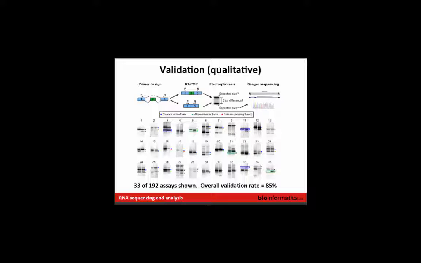And you could cut these things out of a gel and you could sequence them, and then you can compare the sequence that you get from, say, RT-PCR and Sanger sequencing back to what the RNA-seq predicted. And the predictions are very good. So basically like 95 to 98% of the time the RNA-seq says this exon is being skipped, you can validate that by a more conventional RT-PCR Sanger sequencing strategy.